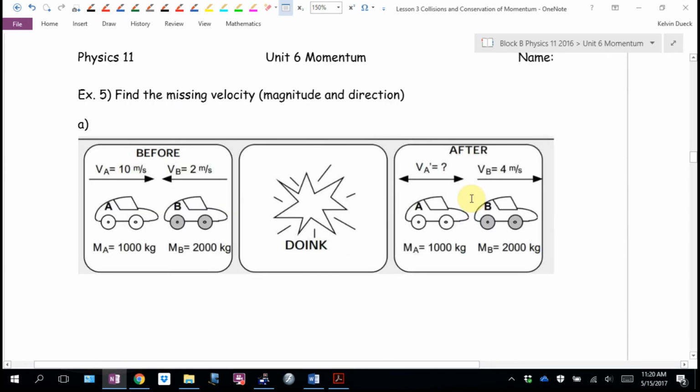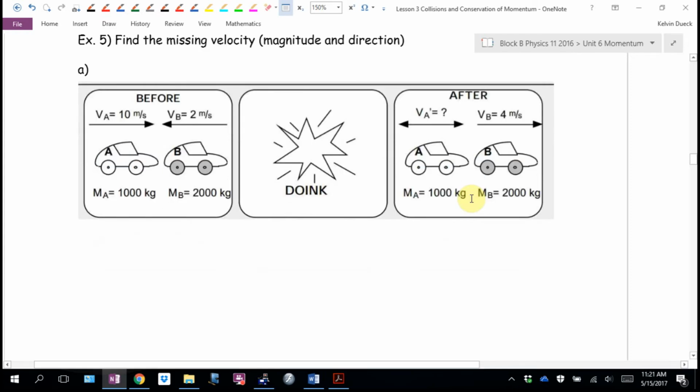So this now allows us to start to analyze car crashes. If any of you are going into the RCMP, if you get into crime scene investigation, accident investigation, here we go. Starts here. Example 5 says, find the missing velocity, magnitude, and direction. Is there a collision? Look at the picture. Is there a collision? Yeah. This is a job for conservation of momentum. Let me repeat that because some of you were zoning out. Is there a collision? This is a job for conservation of momentum.